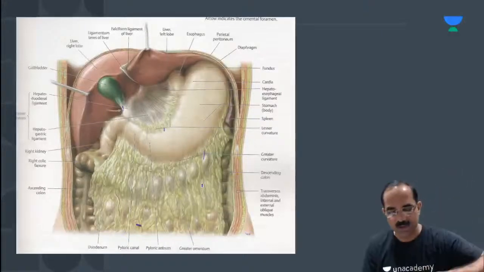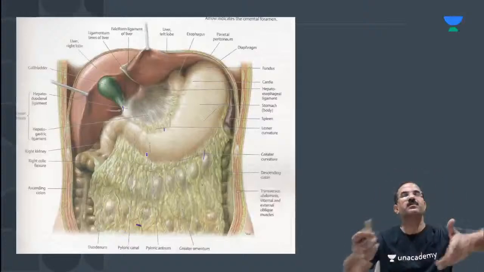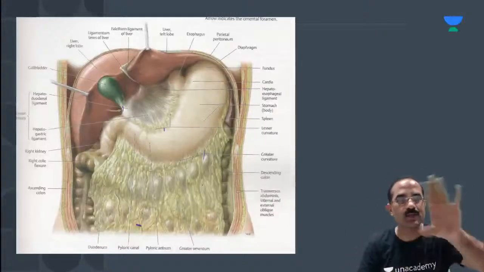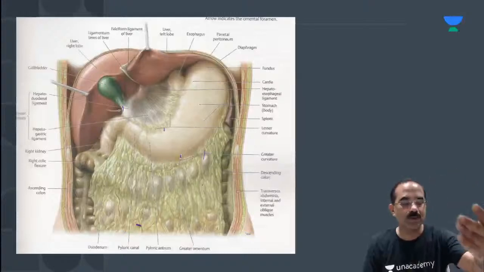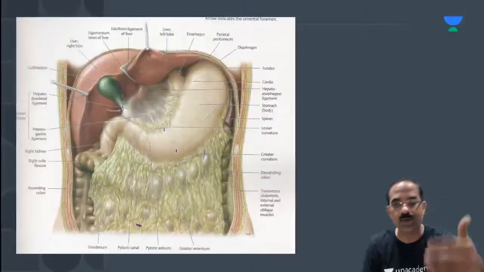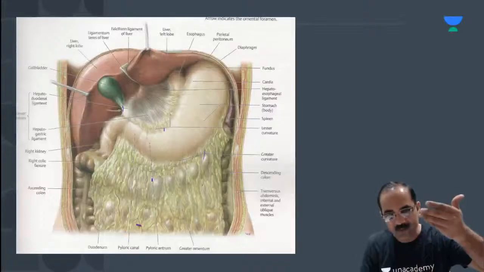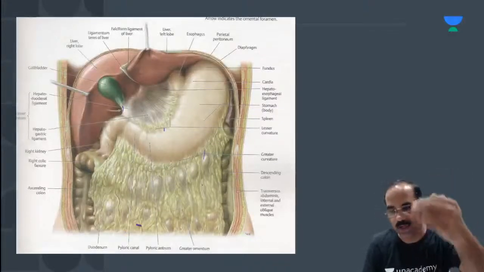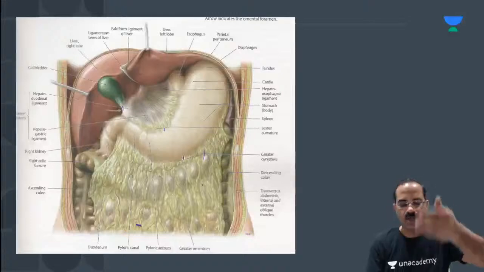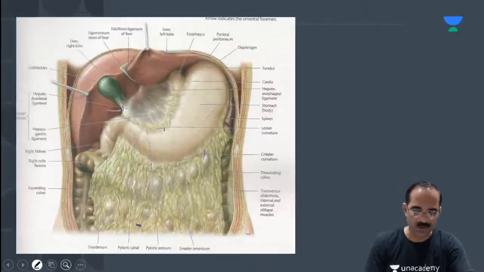Now students, if you lift the greater omentum, who's behind the greater omentum? The small intestines. And who's behind the stomach? The transverse colon. So now I'm lifting this greater omentum. The moment I lift the greater omentum, who will be behind it? The small intestines. And the moment I lift the stomach, who's behind the stomach? The transverse colon.